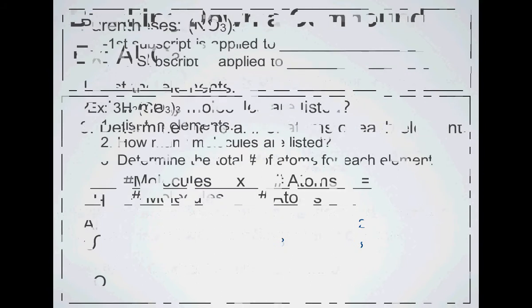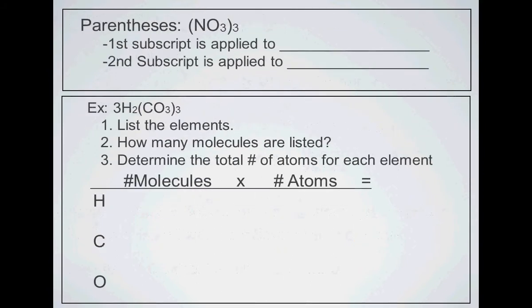Now, sometimes we have parentheses in our chemical formulas. We use parentheses often to denote that a group of atoms is acting as a unit. Sometimes we call them radicals. So this is nitrate, the radical nitrate, NO3. In this case, how many of these nitrate radicals do I have? 3. I just look outside the parentheses.